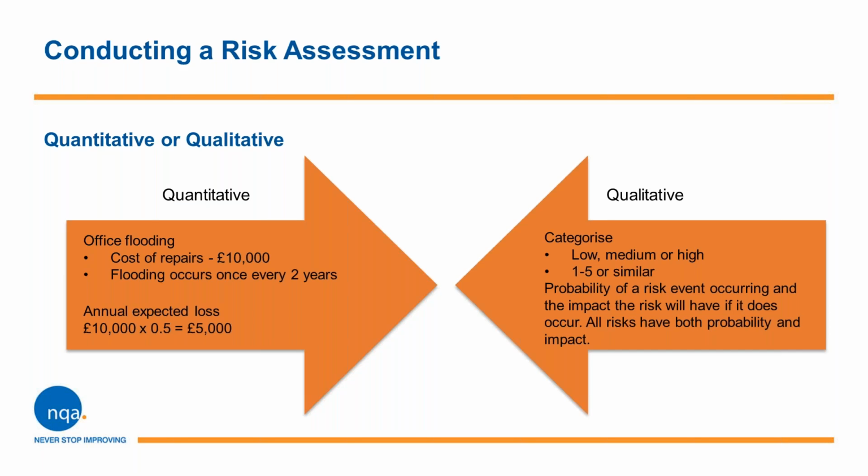Others like to use quantitative because you can relate it more to your business terms. So you can say the loss of this laptop will cost us X amount a year, or in that case, if the office floods, it's going to cost us this much. So you can see in real time the actual financial cost to the business. But again, it's not always a financial cost to the business. It could be a reputational cost, anything like that.